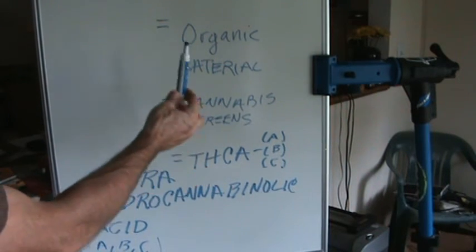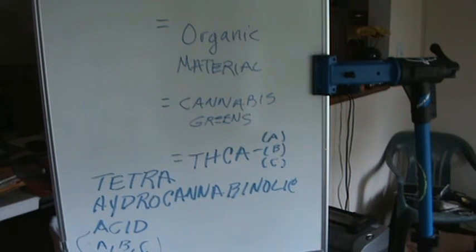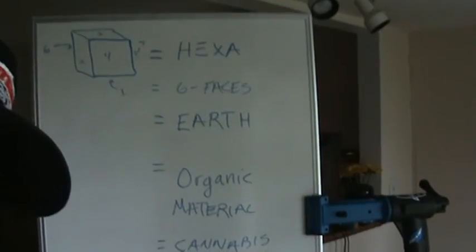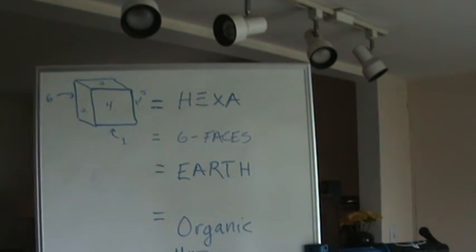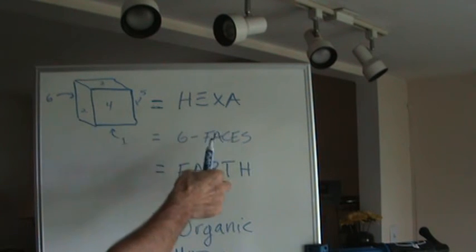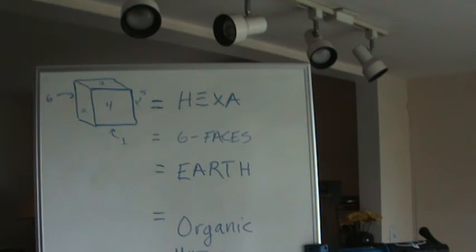Cannabis greens, organic material, earth, six faces, hexa, and a cube. Cube, hexa, six faces, earth, organic material, greens, THC-A, hyphen, ABC, or tetrahydrocannabinolic acid, hyphen, ABC.